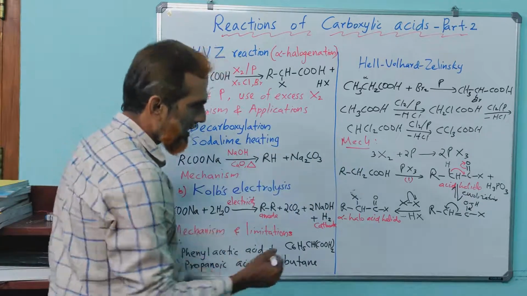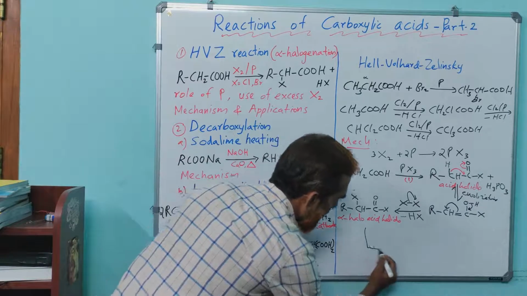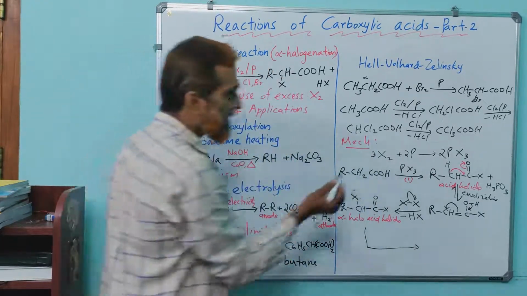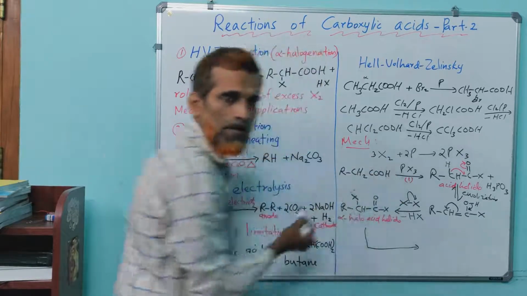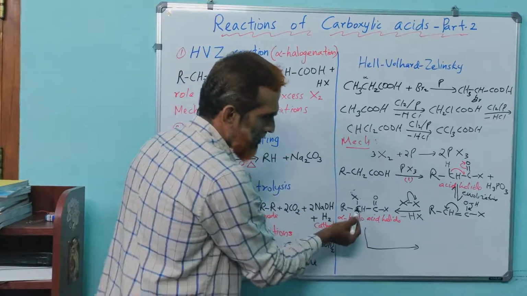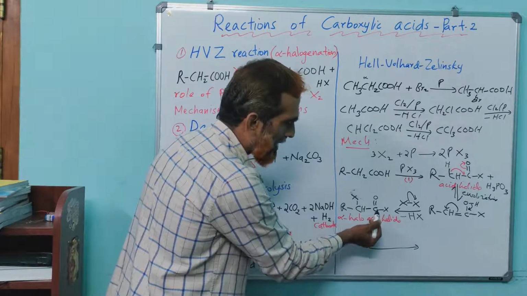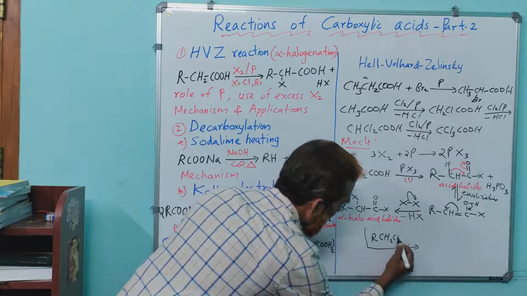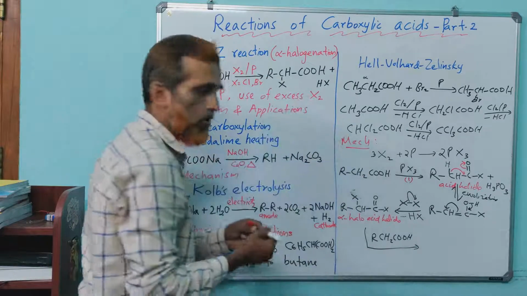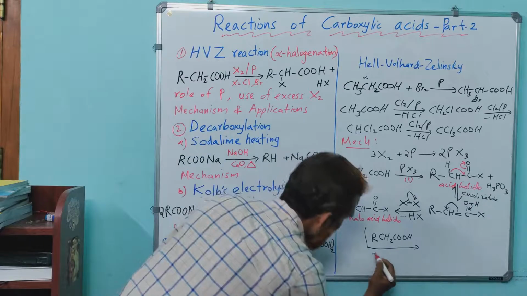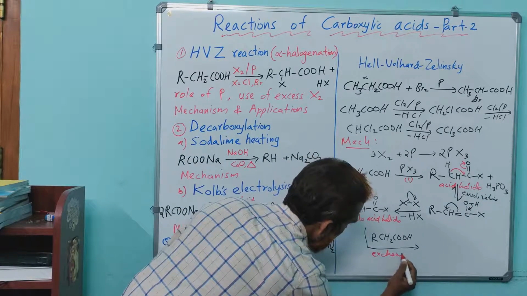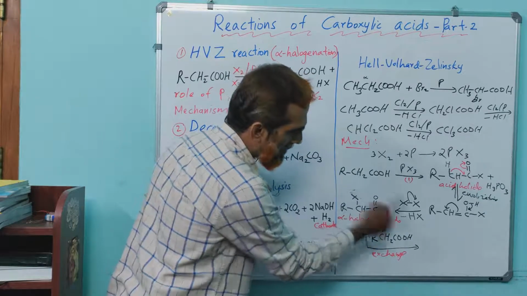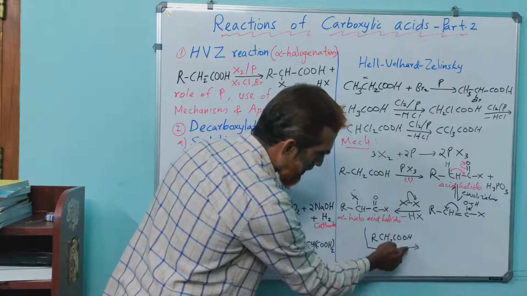Now in the final step, see, this is the third step. What is the third step? Now this molecule reacts with another molecule of unreacted acid. So this alpha halo acid halide reacts with another molecule of carboxylic acid and undergoes what is called an exchange reaction. So here takes place an exchange reaction. What exchange? This halogen will be exchanged with this acid. It will go to this one and you get the product.